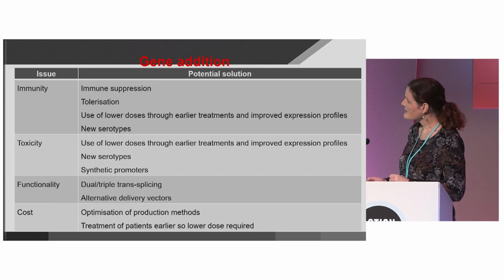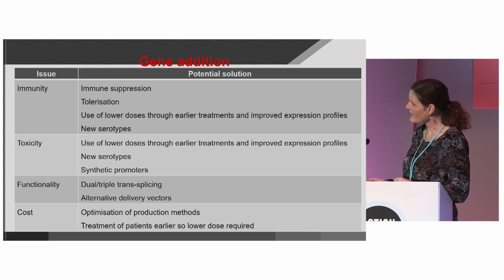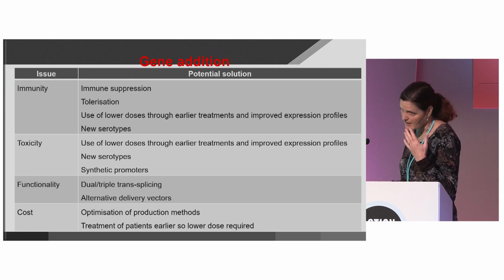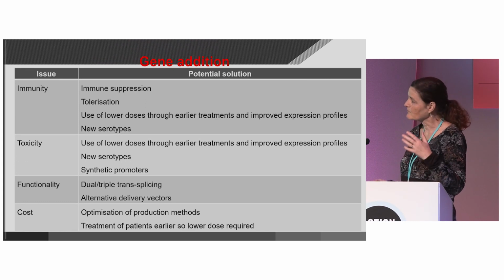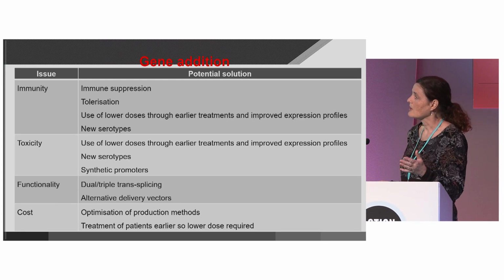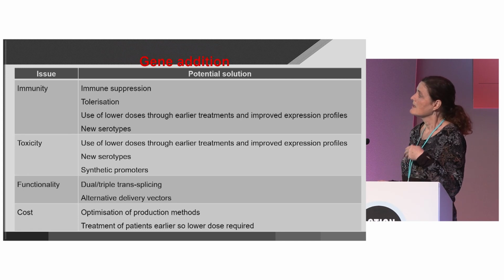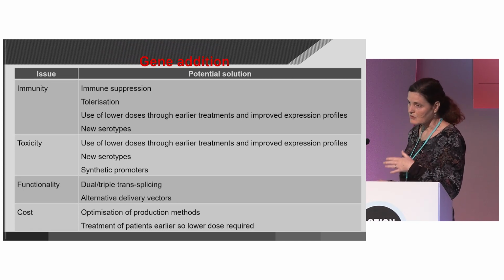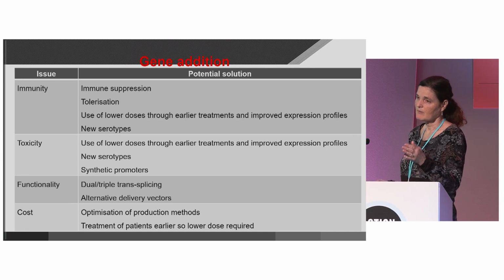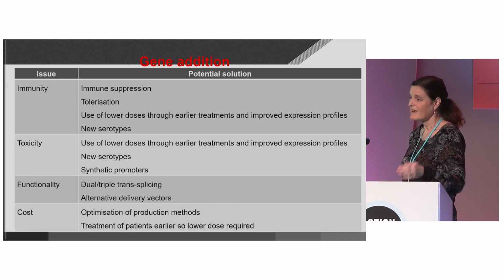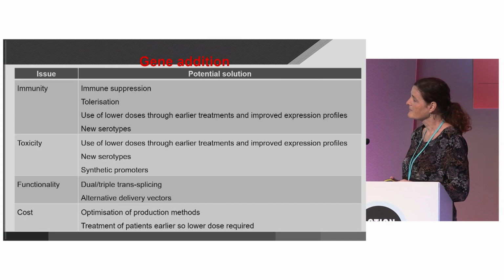So I'll now move on to gene addition. These are the problems summarised, and Annemieke went through them very nicely. There's the immunity. Obviously, if a patient has been exposed to the virus before, they will have an incredible immune reaction, so they're now excluded from trial. But you can have an immune reaction against the microdystrophin. So there are potential steps you could take to tolerize the patient by exposing them until they don't recognize it as foreign any longer. You can use immune suppression.